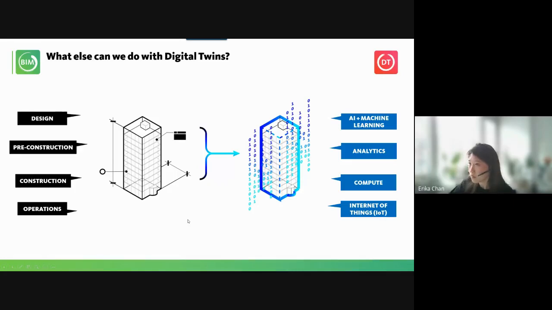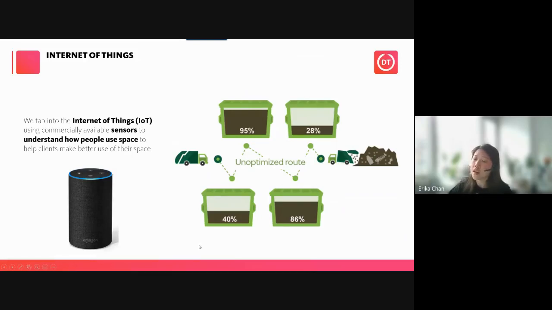And so finally, I talked about what we use the BIM model for. We usually use it for design and construction operations, but then there's a whole other side to it. What do we use all the data for? We use it for machine learning, AI, computing, and Internet of Things, otherwise known as IoT. So what is IoT? IoT, Internet of Things, is using commercially available sensors to understand how people use space.